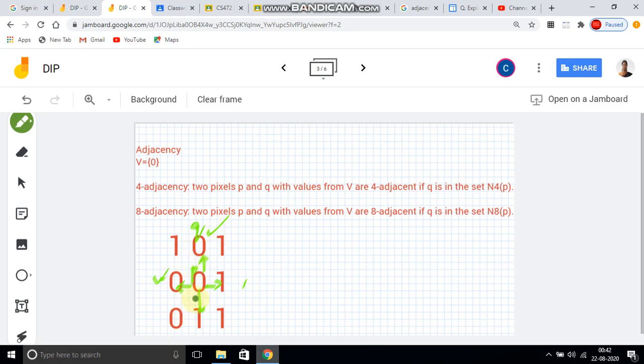Other than that, we have one more pixel which has V equal to 0. So this pixel is also 8 adjacent to P. So the first pixel, second pixel, third pixel are all 8 adjacent to P. So that's all about 4 adjacency and 8 adjacency.